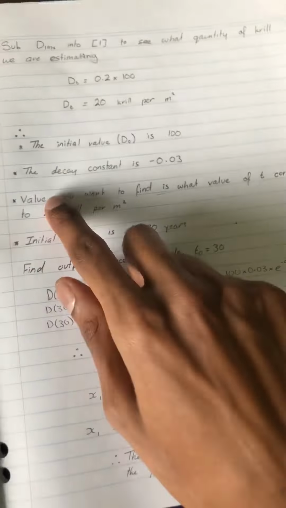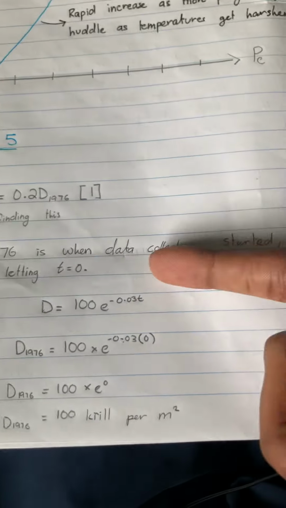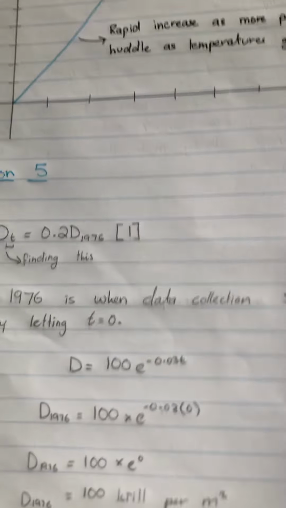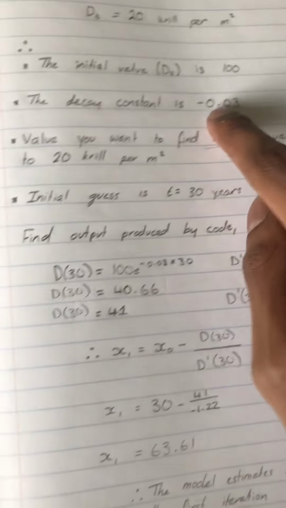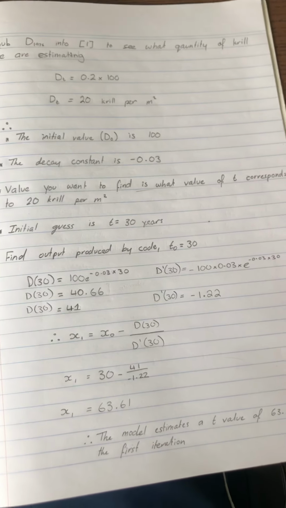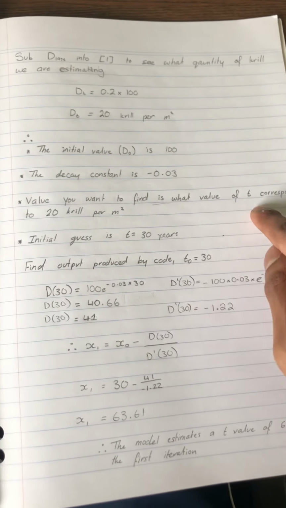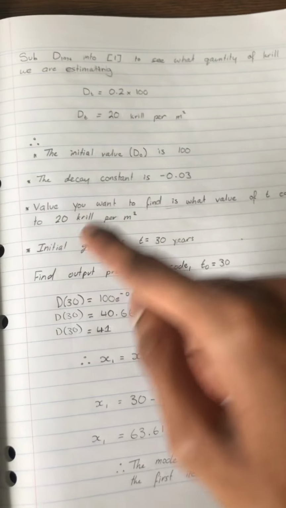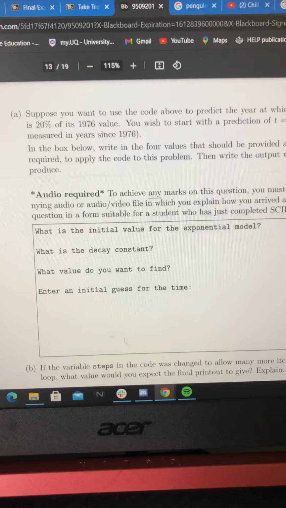So the initial value for the exponential model, as shown through this calculation, is 100. The decay constant, we can read that from the model, is negative 0.03. And the value that you're trying to find is the t value that corresponds to 20 krill per meter squared, and that's because of this. And your initial guess is 30 years. So that satisfies this section.